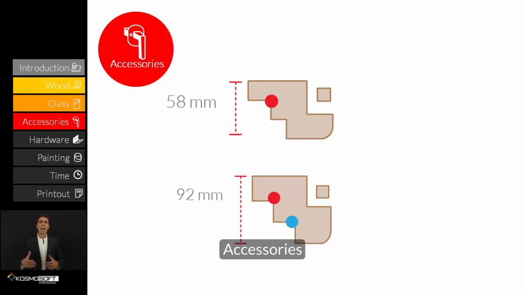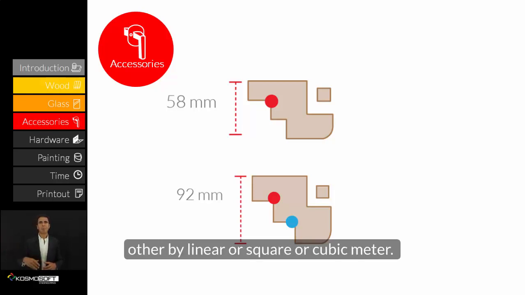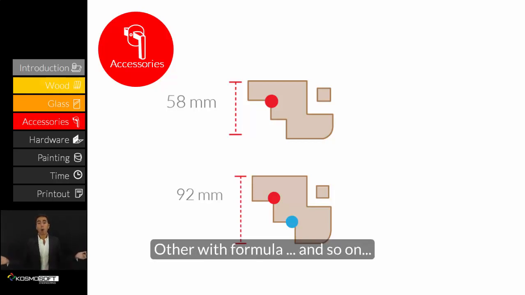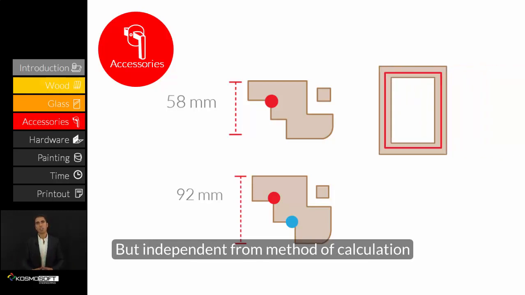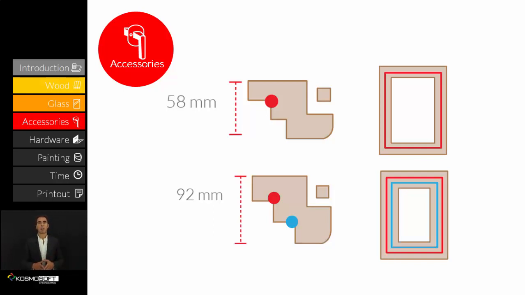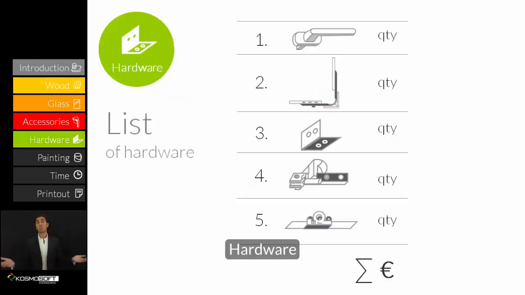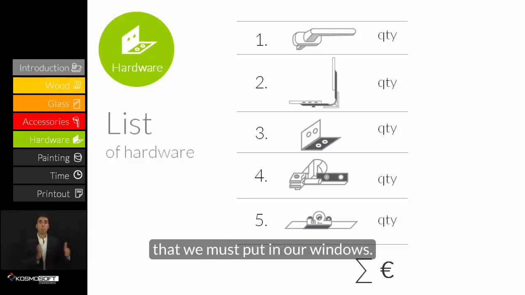Accessories. There are many possibilities. Some of them are calculated piece by piece, others by linear or square or cubic meter, others with a formula and so on. But independent of the method of calculation, Archimede is extremely precise and fast. Hardware, you know, is just a sum. Every single element that must be put in your windows will be summed together.